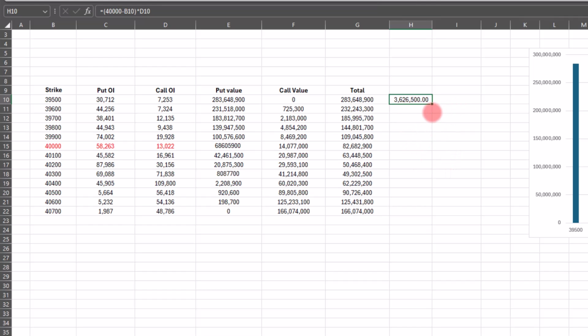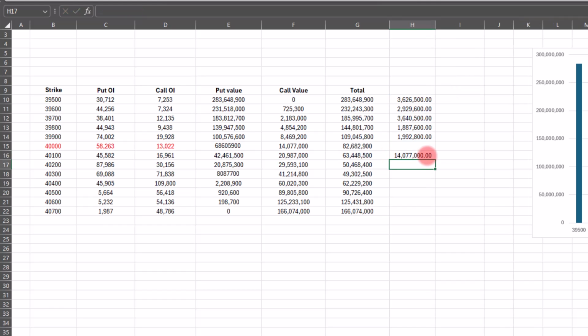So remember, we're going to do that for each row up to, but not including, 40,000. So now if we did this right, let's say equals sum, come up here, and we're going to get 14,077,000. And that's exactly what we got right there. All right, so that's where that number is coming from. That's the overall dollar value of the calls that are in the money. These are the guys that are going to be getting scared. They're the long positions. At least that's the theory. Now, what about the puts?